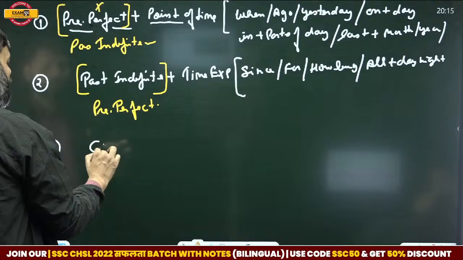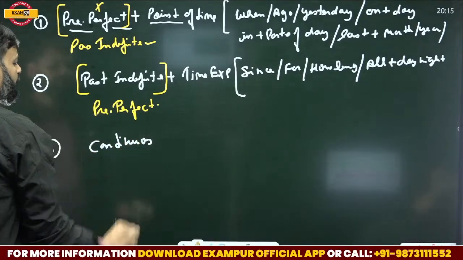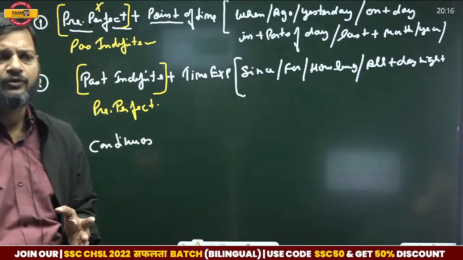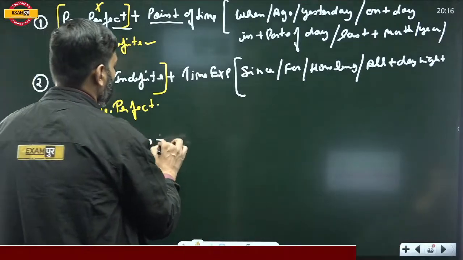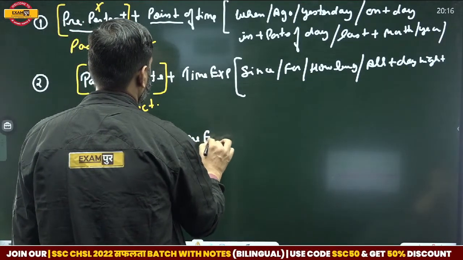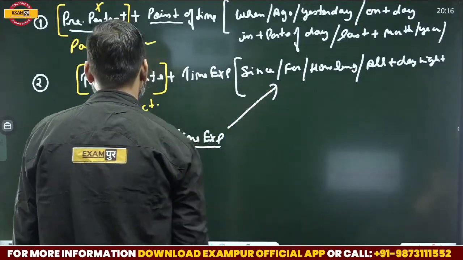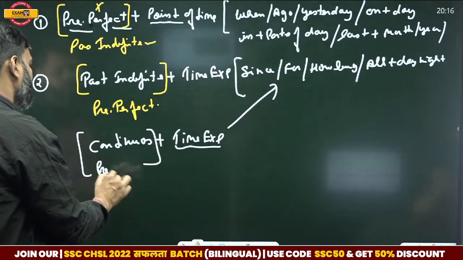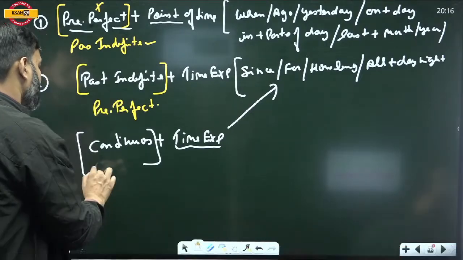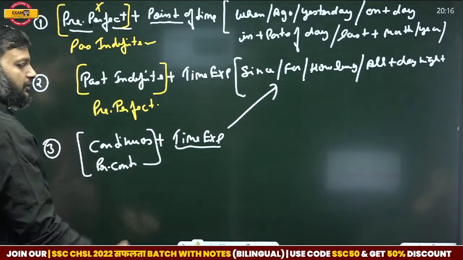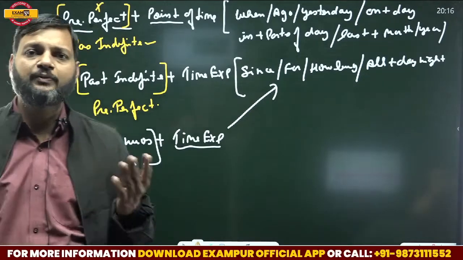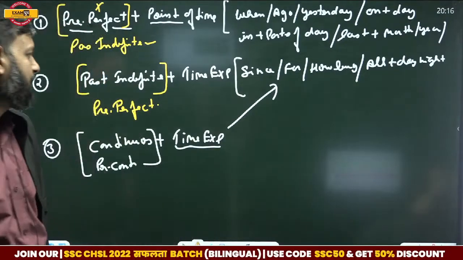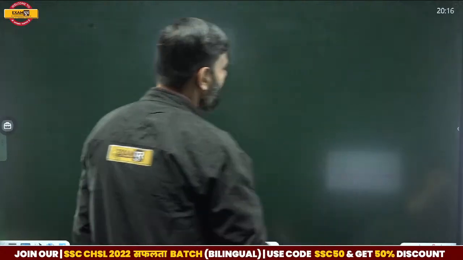And third important rule: if continuous tense, be it present continuous or past continuous or perfect continuous, any continuous tense, is followed by time expression, it should be changed into perfect continuous. If it is present continuous, it will be changed to present perfect continuous. If it is past continuous, it will be changed to past perfect continuous. Same is the case with future. Let me give you some examples for all these three rules.